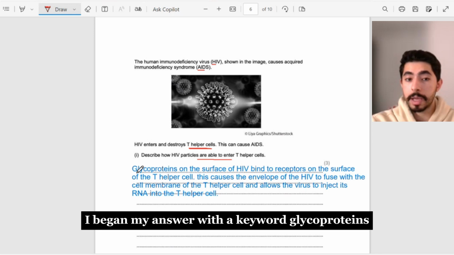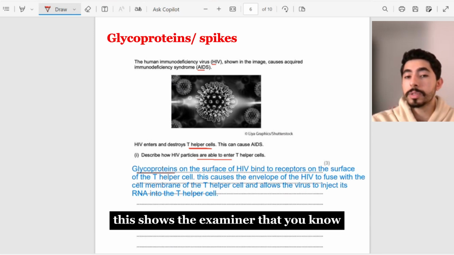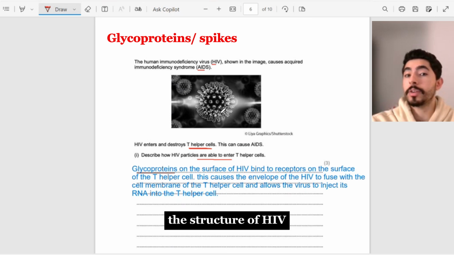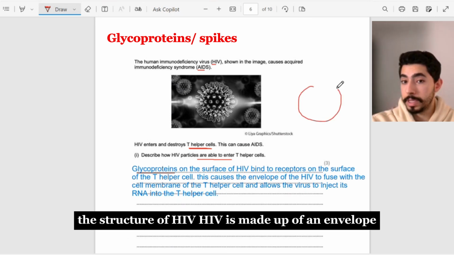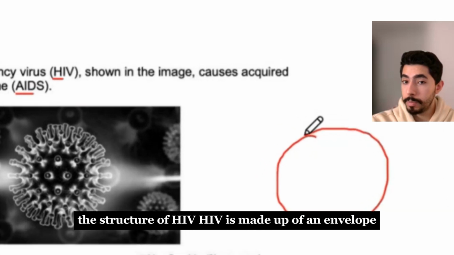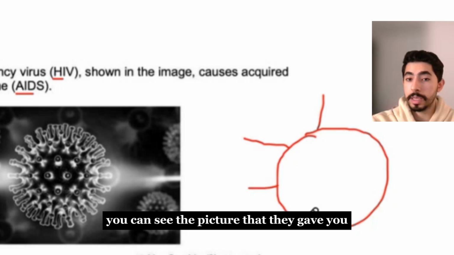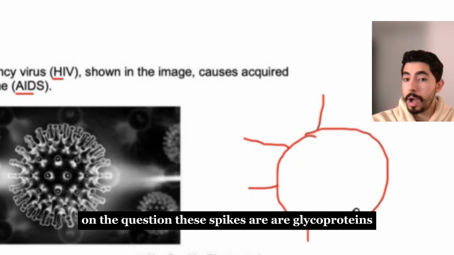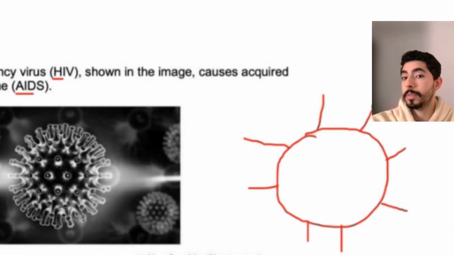I began my answer with a keyword, glycoproteins. This shows the examiner that you know the structure of HIV, and it's very important that you know the structure of HIV. HIV is made up of an envelope, and on that envelope it has a lot of spikes. You can see the picture that they gave you in the question. These spikes are glycoproteins. It uses them to detect cells.